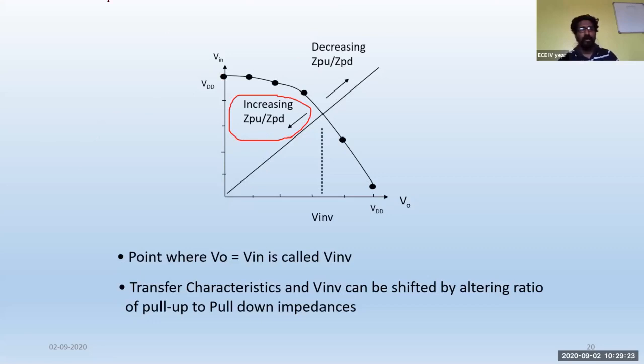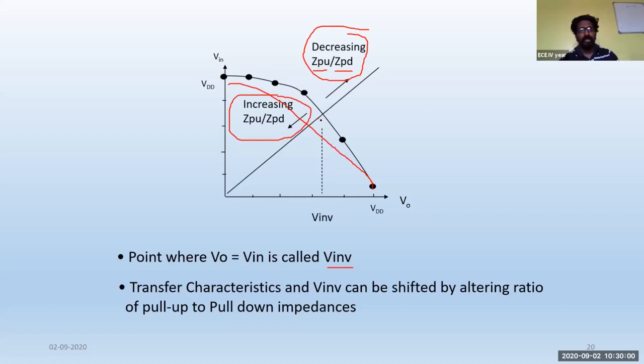W/L ratio is an aspect ratio, and whenever this W/L ratio is increasing, you can see up to here the characteristics will be like this. And for the decreasing case, we are talking about the pull-up transistor and the pull-down transistor, that is the W/L of Z pull-up by Z pull-down. Then you will have one linear line flowing through this, and this is the previous characteristic between the VDD and the VDD minus VGS. So the point where Vout is equal to Vin, we call it V inverter.